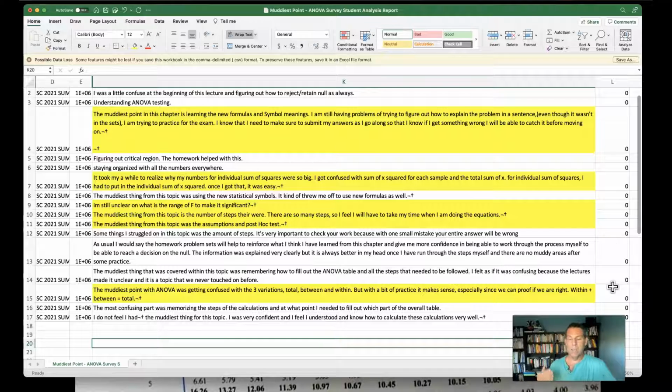So if the test is on ANOVA, okay, here's my ANOVA one from start to finish, and just follow it.